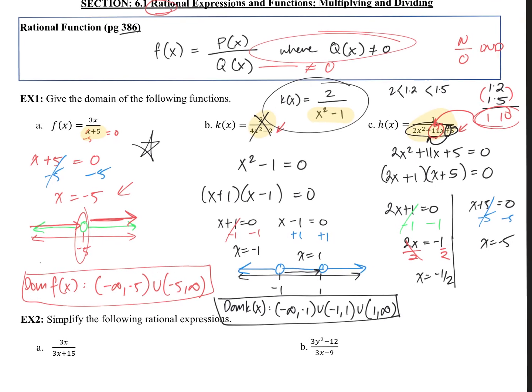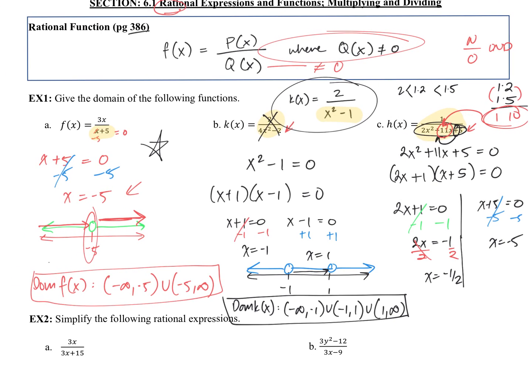So this is a little squished, but on our number line, what numbers do we take out? We take out the negative half and the negative 5, and negative half is a little bigger. Okay, so those are the two numbers that we can't allow. Why? Because they make our denominator equal to 0. So any other number is allowed except for those.